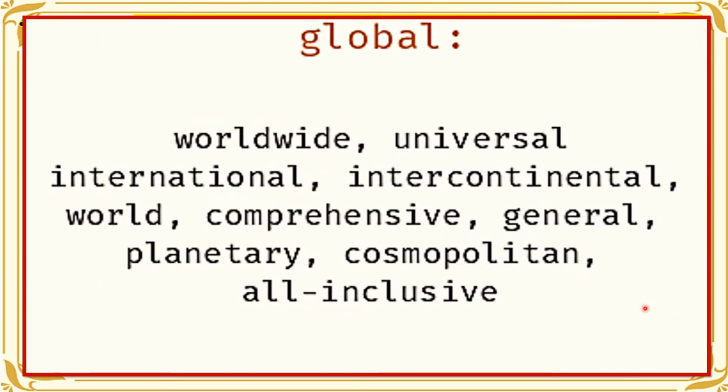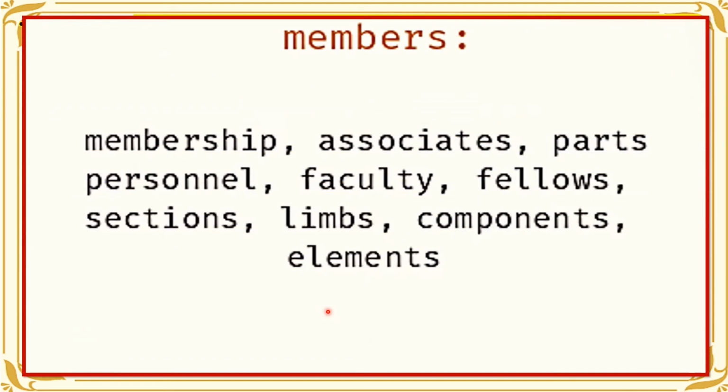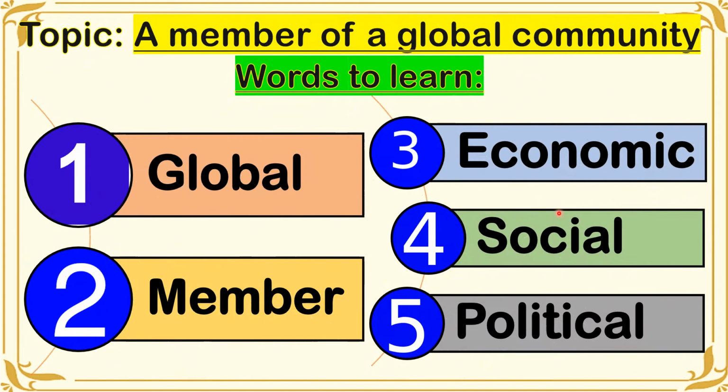What do you mean by the word global? It means worldwide, universal, international, intercontinental, world, comprehensive, general, planetary, cosmopolitan. It means everything that is inside the earth. Next, member. What do you mean by the word member? Members, associates, parts, personnel, faculty, fellows, membership, sections, links, components, and elements.